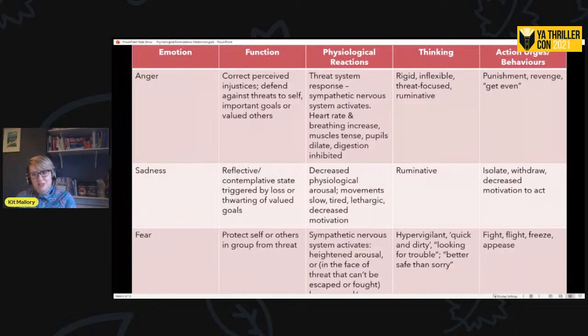Sadness, totally different emotion. There's this theory that sadness acts as a kind of reflective or contemplative state when we're faced with a loss, something that's important to us, or the thwarting of a goal that is important to us. Physiologically, because it's associated with this reflective state, it's associated with decreased physiological arousal and activation. So we get tired, we get lethargic, we don't want to be around other people or interact with them, and physically and cognitively we slow down. Our thinking becomes kind of ruminative and reflective.